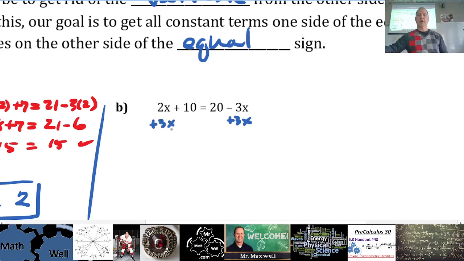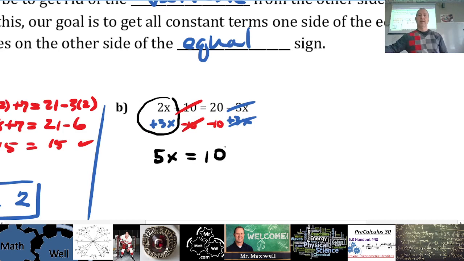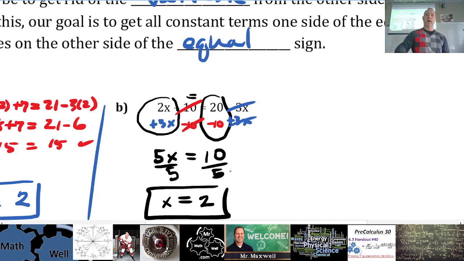But this one's very similar. And so I'm going to add 3x to both sides. That's gone over there. And then I'm going to subtract 10 from both sides. And these two are gone. So again, that's doing two steps at once, which you're more than welcome to do. So this I can combine. 2x plus 3x is 5x. That's going to be 0. 20 minus 10 is going to be positive 10. And that's what's left on this side. You see that? So divide by 5, x equals 2. I got x equals 2 as well there.